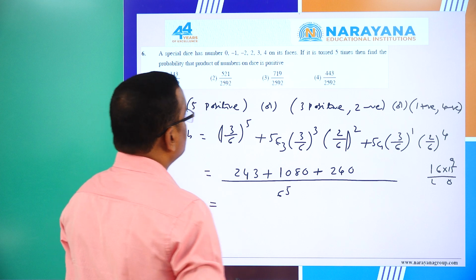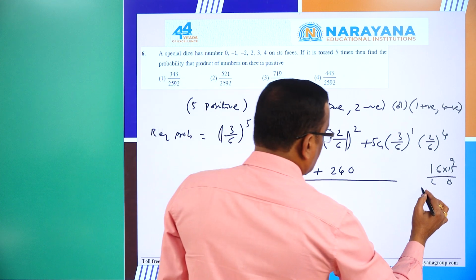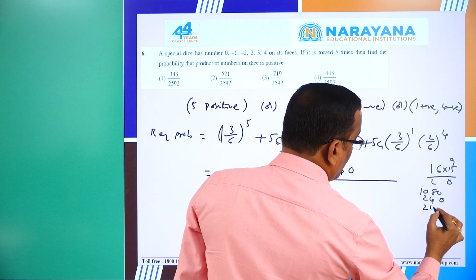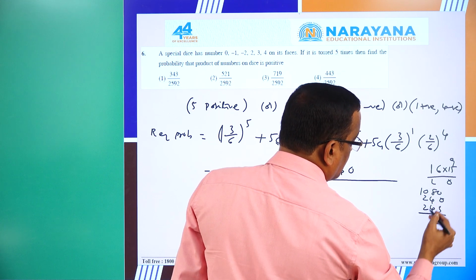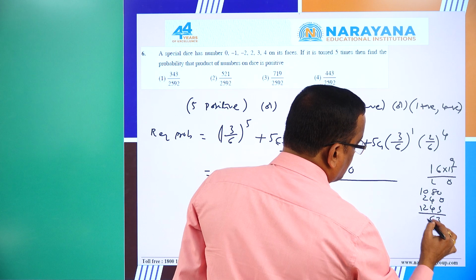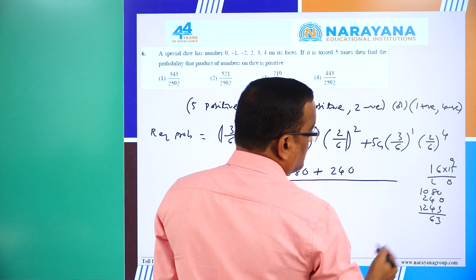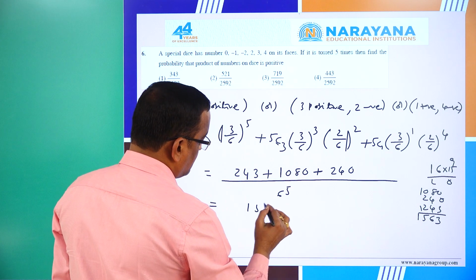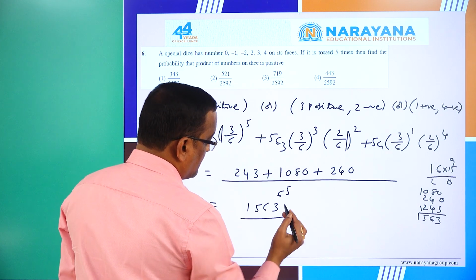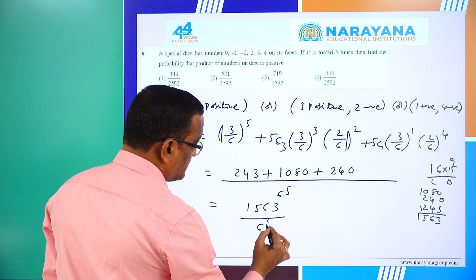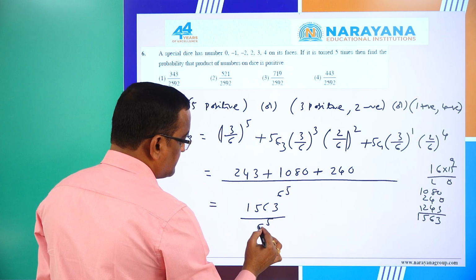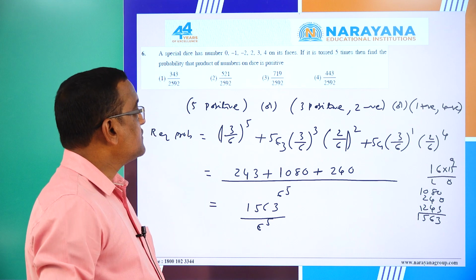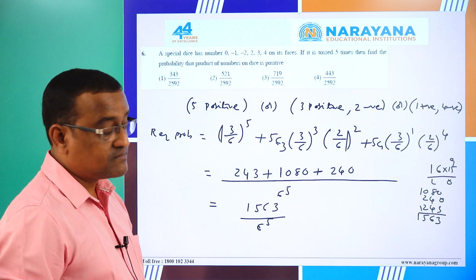This is 1080, 240 and 243, which gives 1563 by 6 power 5. And simplifying this one, we get 521 by 2592.